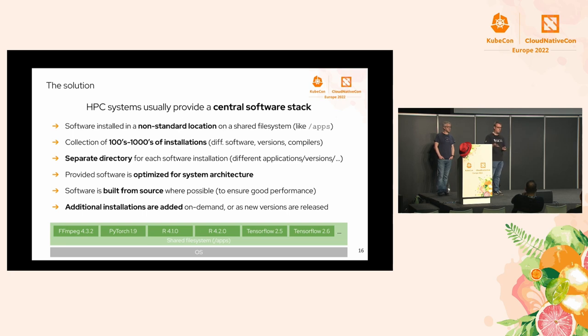And whenever people want to use additional software, they send us a request, and we just install something else in a separate directory. It doesn't bother everything else. It doesn't affect anything else. So you basically end up with a situation where you have your operating system, you have a shared file system, /apps, which is mounted on all the nodes of the supercomputer, all the worker nodes. And in that shared file system, you have a whole bunch of software installations, everything next to each other, nicely separated.